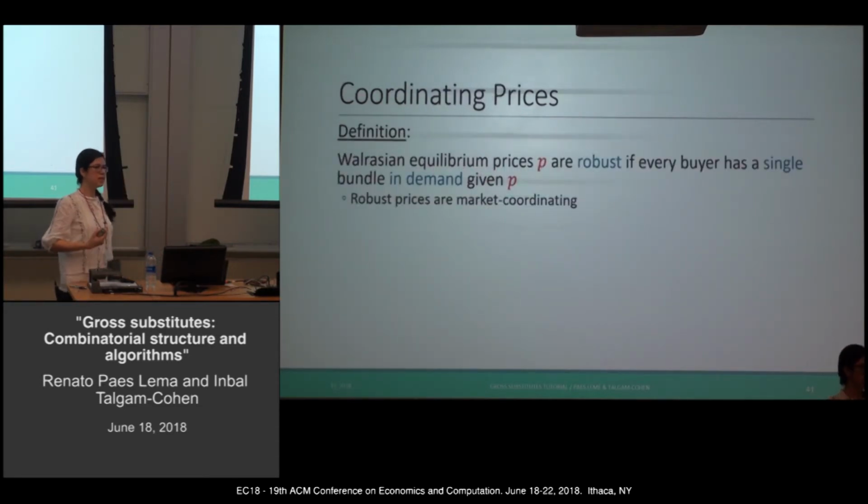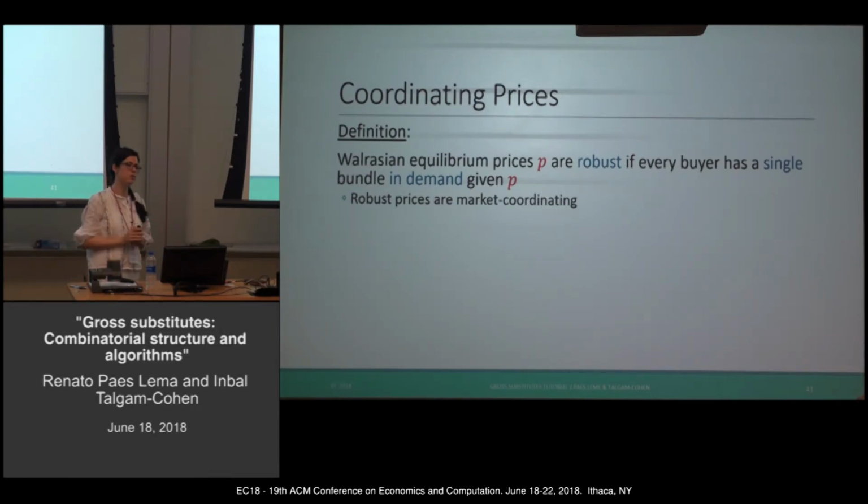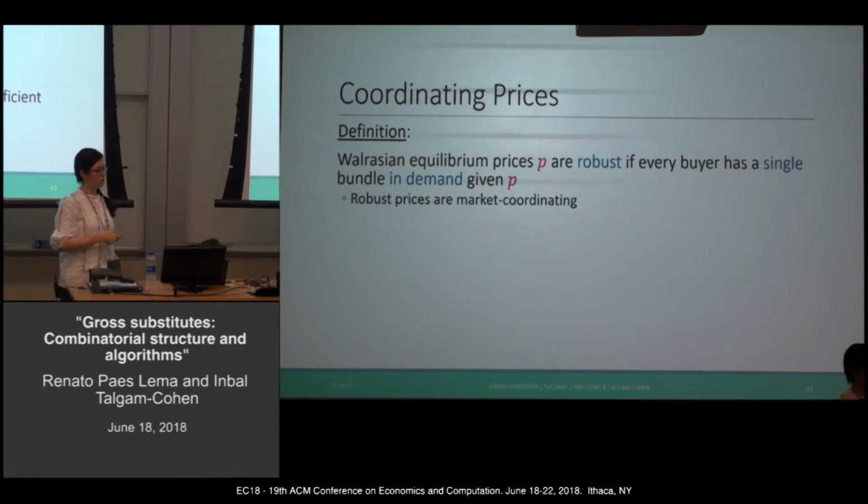So to state this formally and show you a sketch of the proof, let me define what it means for prices to be coordinating or robust. Well, we say that they're robust if every player has in his demand a single bundle, given these prices. Of course, if you have robust prices, this is definitely coordinating the market. Every player just chooses one thing.